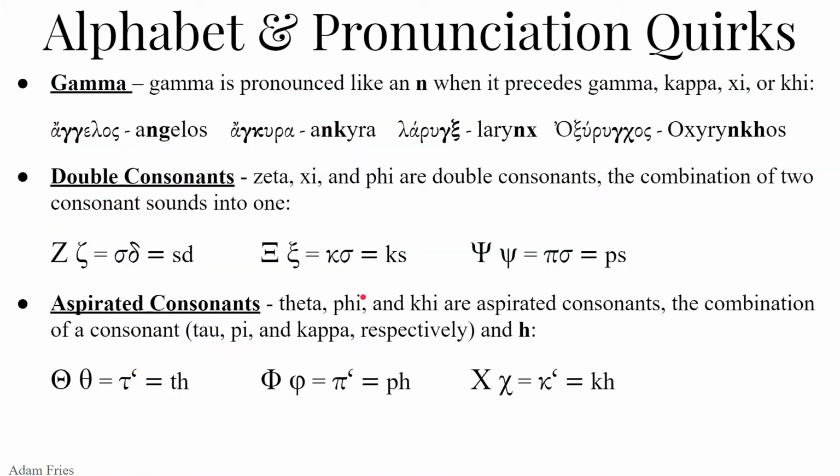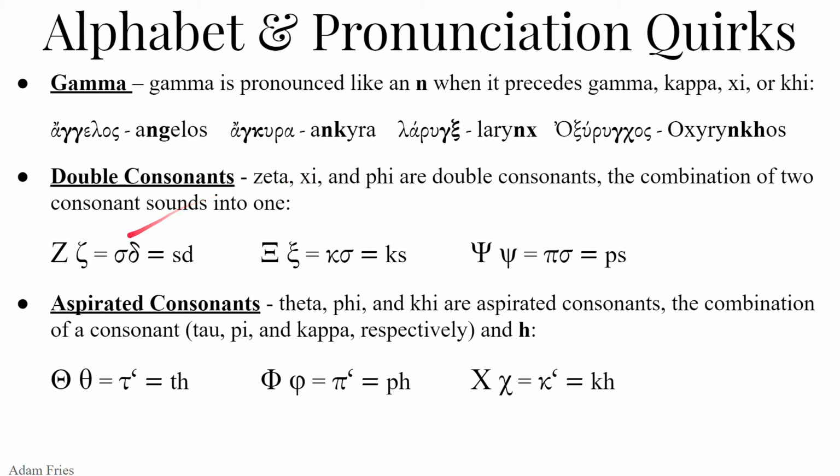Gamma does some funny things. When gamma works with gamma, kappa, xi, or chi, then it's pronounced like N. So this is not aggelos, but angelos. It's the Greek word for messenger, it is where we get the word angel. Angels are messengers. Angelos. Then we have ankura, where we have like an N, ankura, means anchor. Larynx, not larynx. It's a little bit easier to pronounce, larynx. It's our larynx. And syrinx.